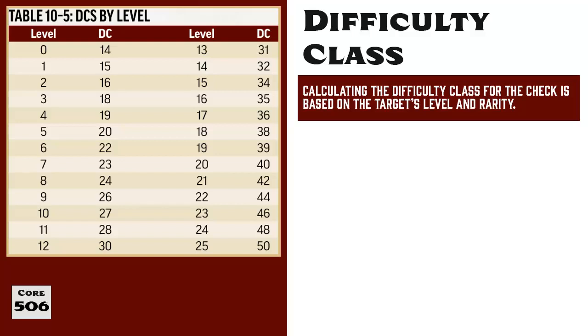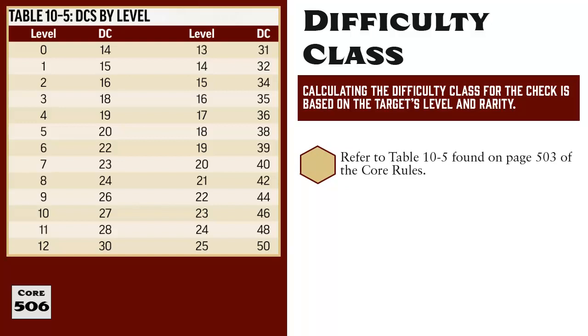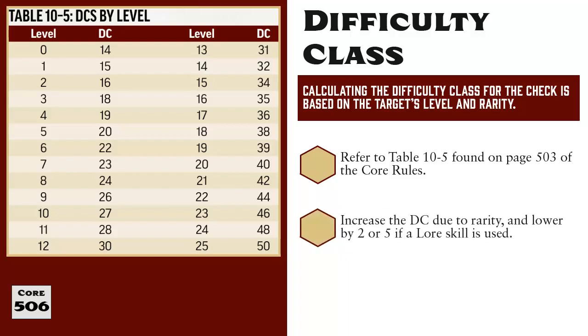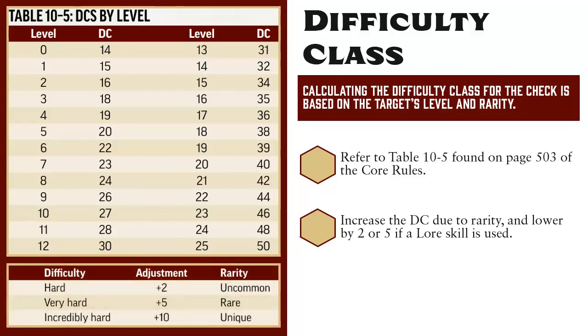Once you know what skill needs to be rolled, the next question is what DC needs to be beat to score a success. This is fairly easy. Simply compare the level of the creature to table 10.5 found on page 503 of the core rules, and then modify by the creature's rarity. Common creatures use the listed DC, increase the DC by 2 for uncommon creatures, by 5 for rare creatures, and by 10 for unique creatures.